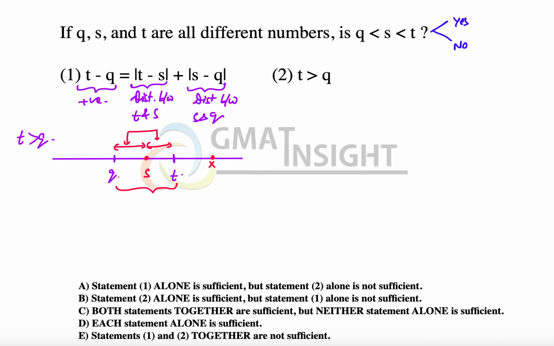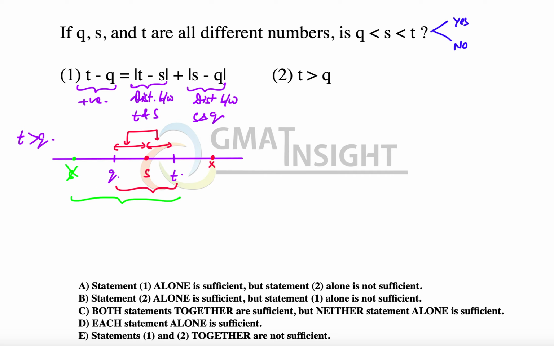Let's check the third possibility, whether s can be to the left side of q or not. If s is here, then the distance between s and t will be far bigger than the distance between t and q. That means s cannot be at this point either. So we understand that point s can be between q and t only, and q is less than s and s is less than t.